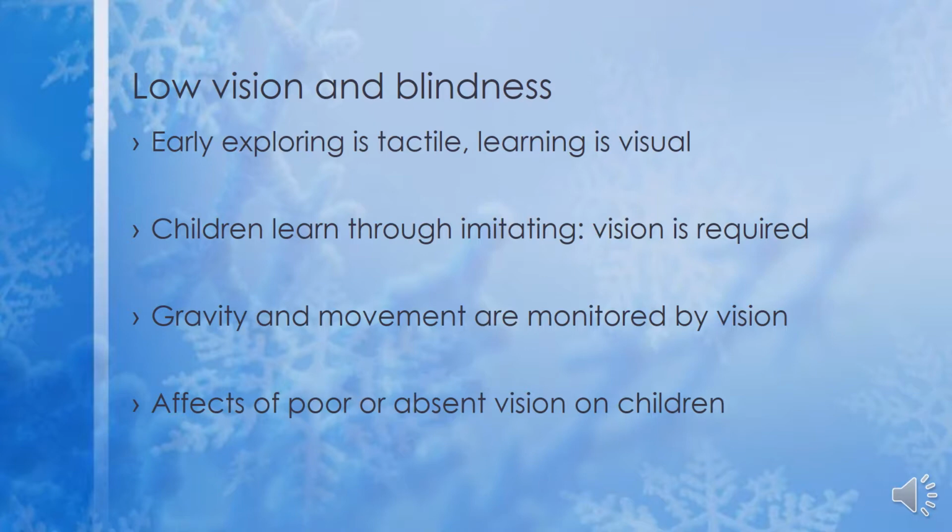So how does a child learn about walking? They watch people walk. A child learns about putting food in their mouth by watching people put food in their mouth. A child learns about manipulating objects and playing with toys by watching other people manipulate objects and play with them. So children learn through imitating. They clap, they do high fives, they do all sorts of things in imitation. When children can't see or have very limited vision, they have a very hard time learning.